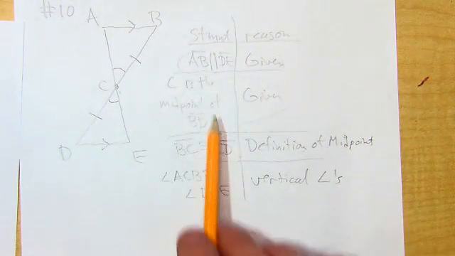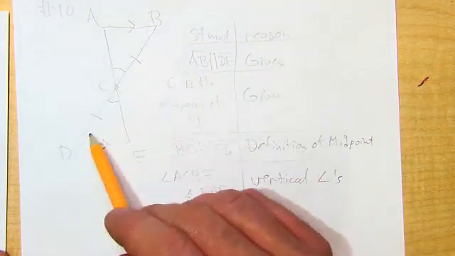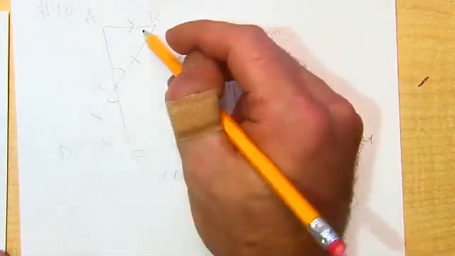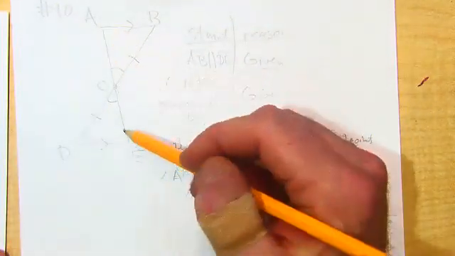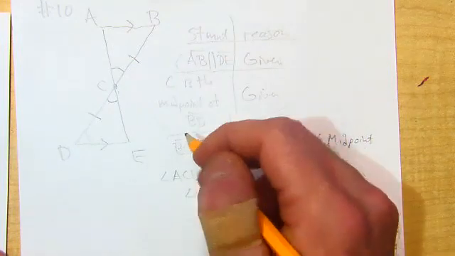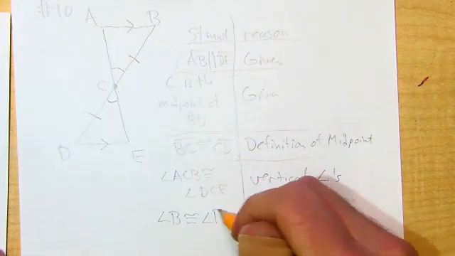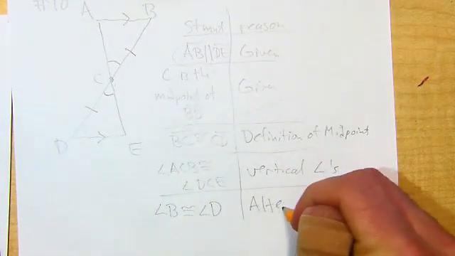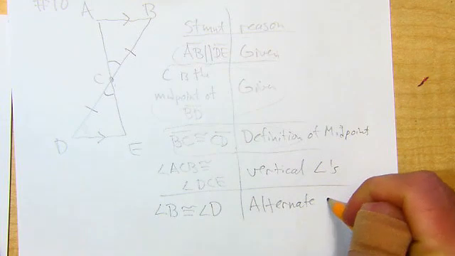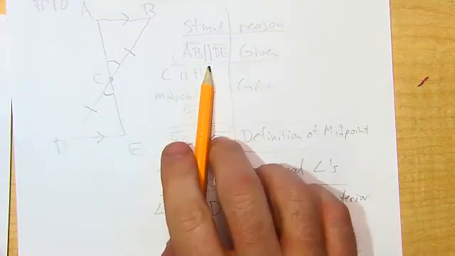What congruence? Well, with parallel lines, usually we're looking for these alternate interior angles. So I could either pick this pair here, B and D, are alternate interiors, or I could go A and E. It really doesn't matter. So I'll just say angle B and angle D are congruent. Alternate interior angles. You can only say alternate interior angles if you have parallel lines.